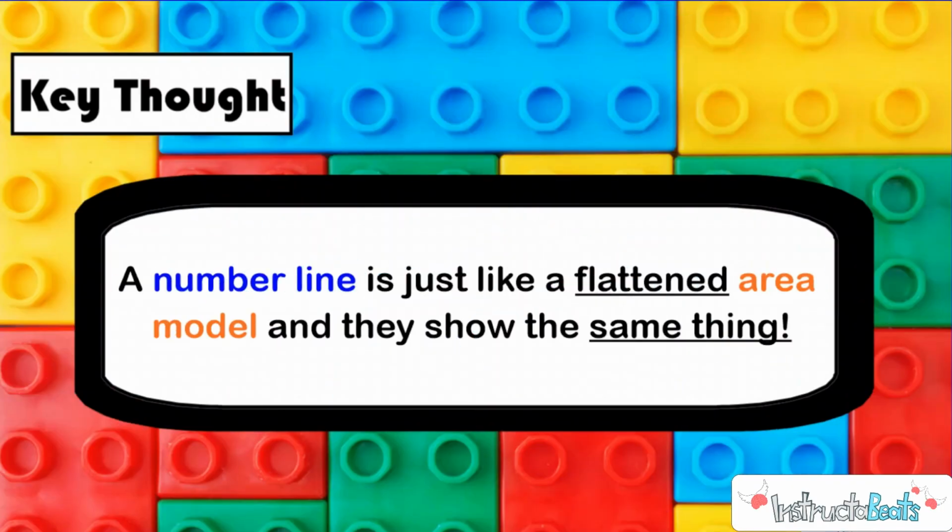So here's your key thought to take away from this lesson. If you're really struggling to make number lines, a number line is just like a flattened area model, right? Just like somebody sat on it and flattened it in a chair, right? They show the same thing. So make your area model, and then underneath of it, make your number line until you get the hang of it.